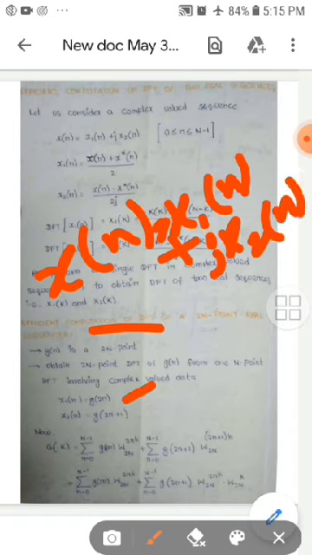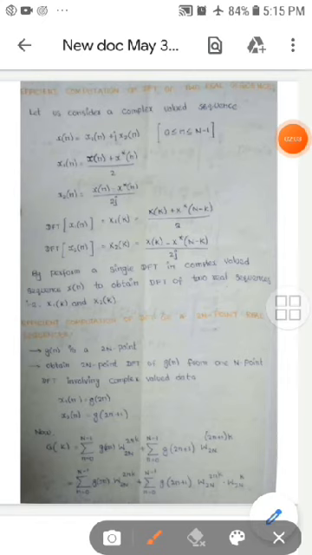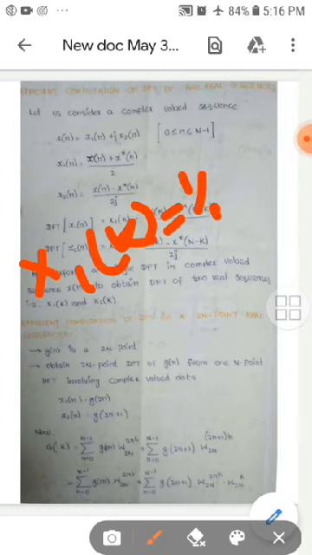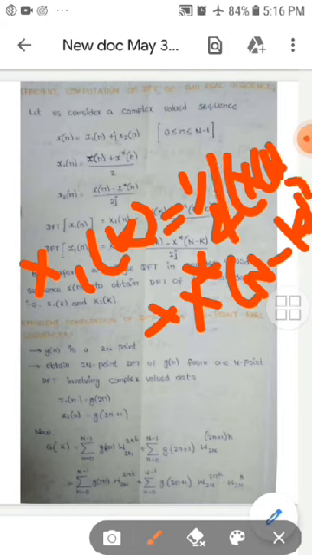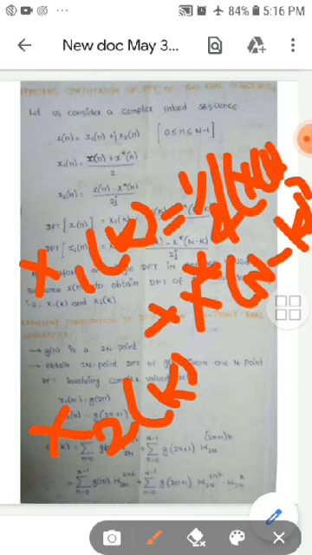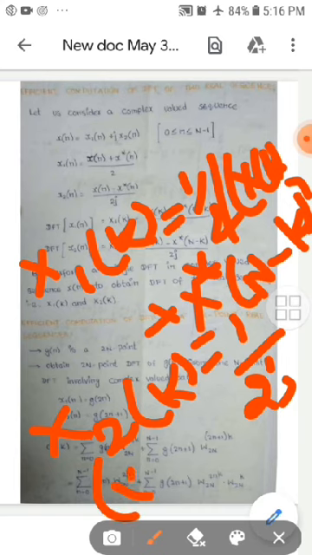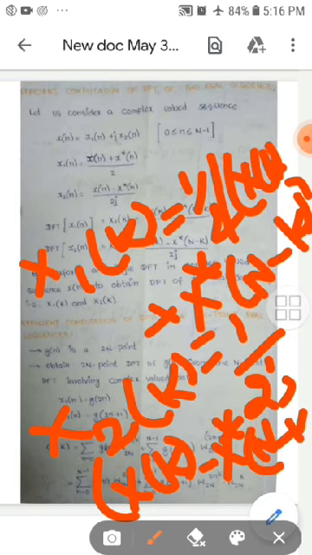Proceeding with this, X1 of k equals 1 by 2 into X of k plus X star of (N minus k), and X2 of k equals 1 by 2j into X of k minus X star of (N minus k).